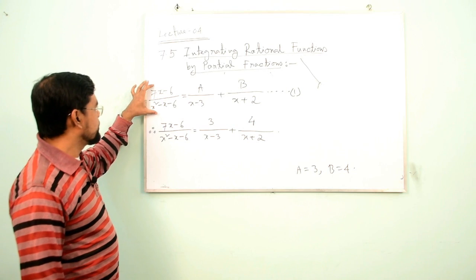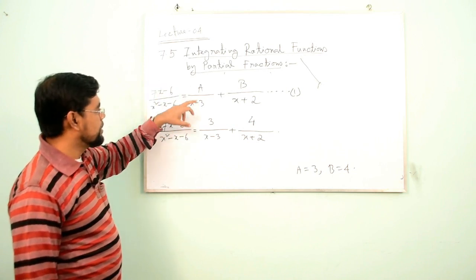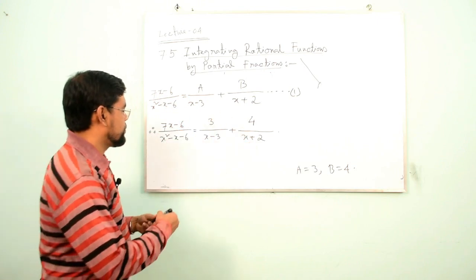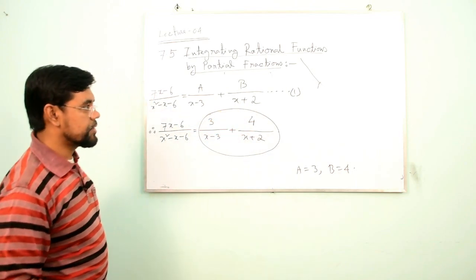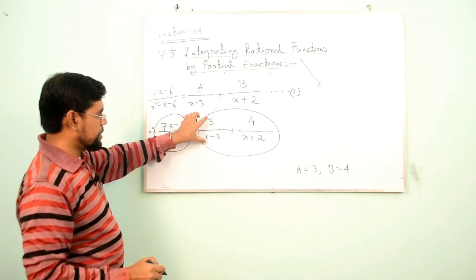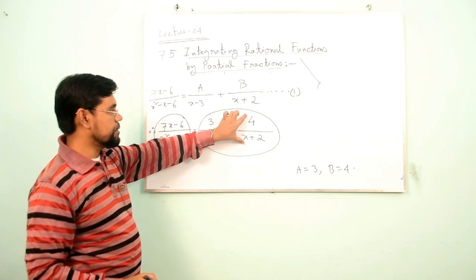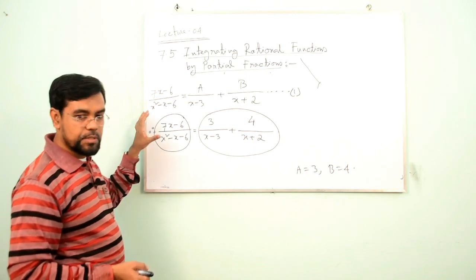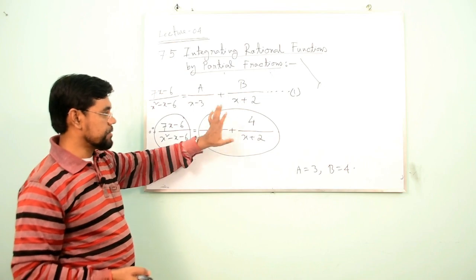So we have (7x - 6)/(x² - x - 6) = 3/(x - 3) + 4/(x + 2). These two fractions are called the partial fraction decomposition of this fraction, and this one is called a partial fraction of it, and another one is also a partial fraction. This is how you can convert a single fraction into a sum of two simple fractions.